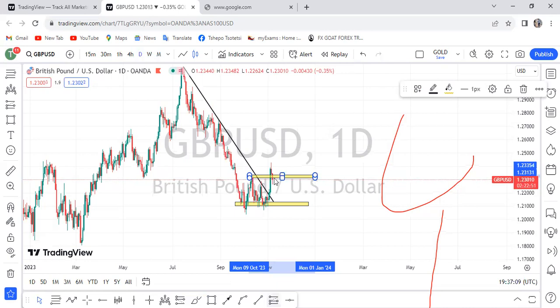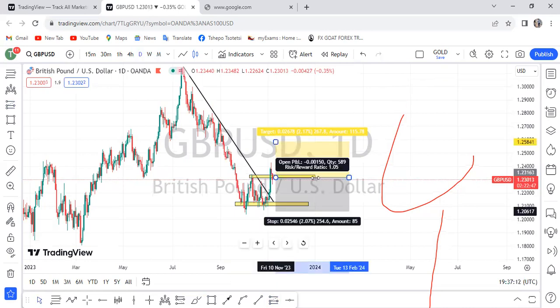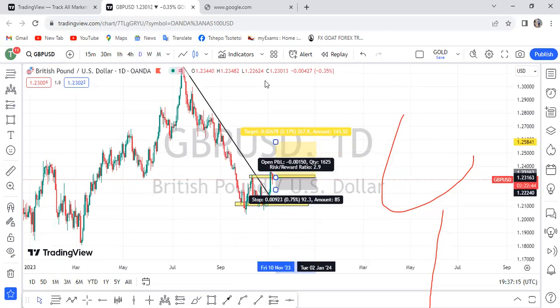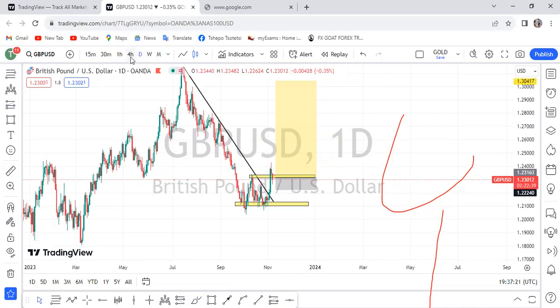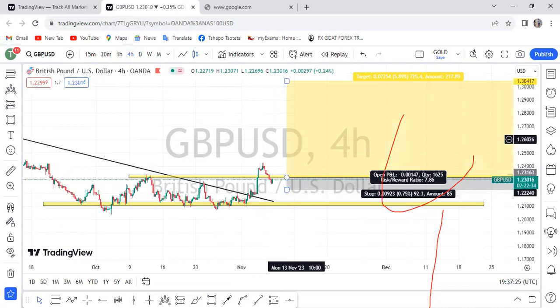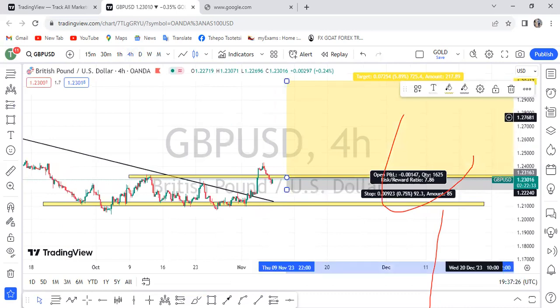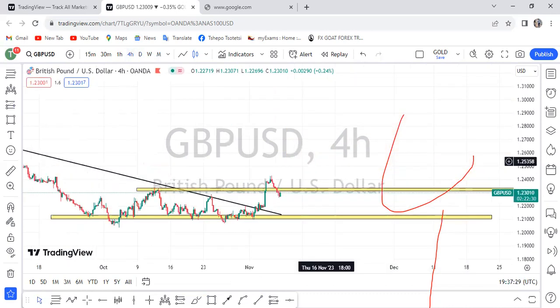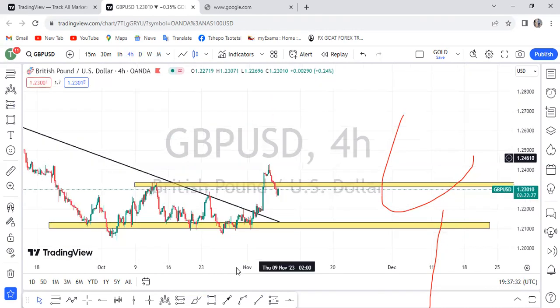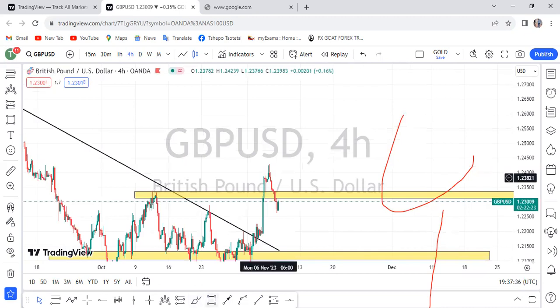We're going to expect buying opportunities from this level until this level. But we won't take those buys on the daily. We're going to go to the 4-hour and 1-hour to look for those confirmations. So on the 4-hour, I can see I have this high, which I'm going to mark.